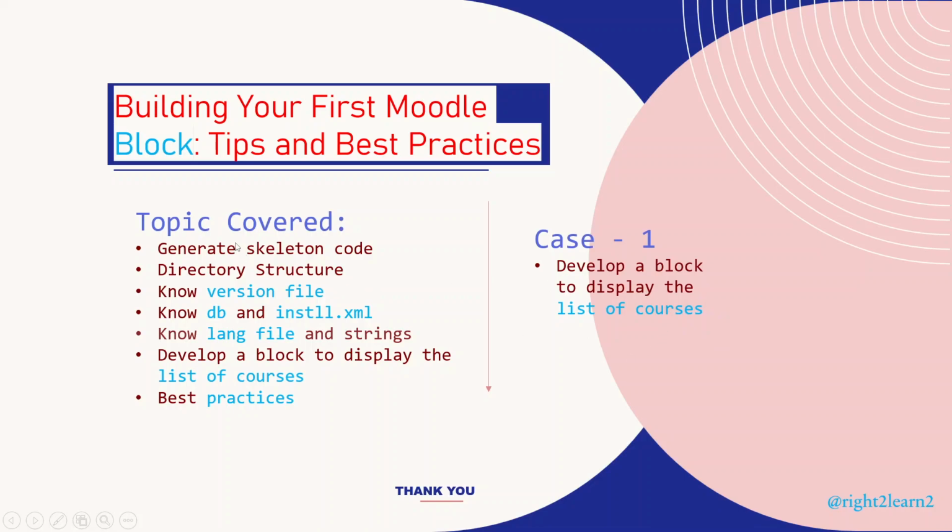So the topics we will cover here: generate a skeleton code, the directory structure of that block. You will know the version file, db and install.xml file. You will learn lang file and the strings. Develop a block to display the list of courses. This is the final target, and in the last we will discuss the best practices. So stay tuned and let's begin with the development.